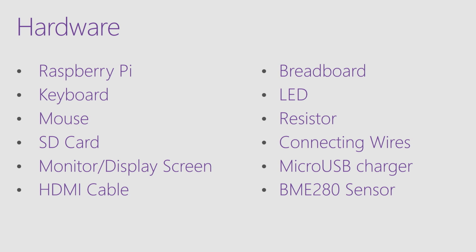As part of the samples and demos that we'll work on, you're going to need a breadboard, an LED, a resistor, and connecting wires. We'll be plugging the Raspberry Pi into our machine. You can also use a regular USB charger to power the Raspberry Pi. And for our last advanced section, we'll be using a BME280 sensor, which is a temperature and humidity sensor. That is all you need to get started for right now.